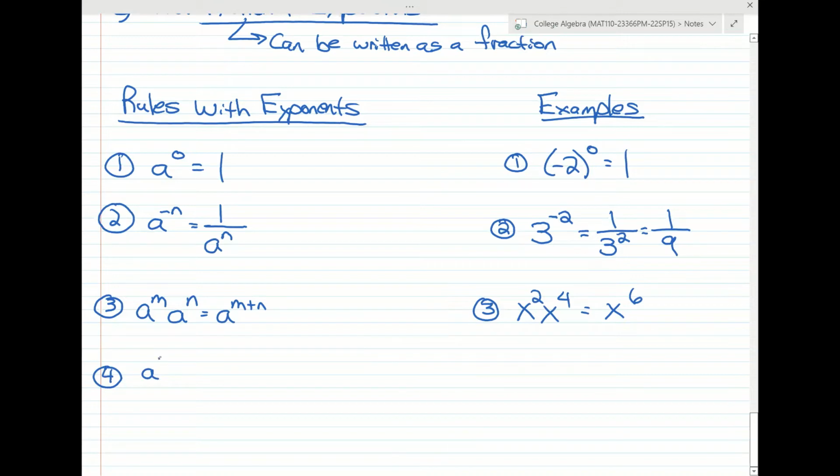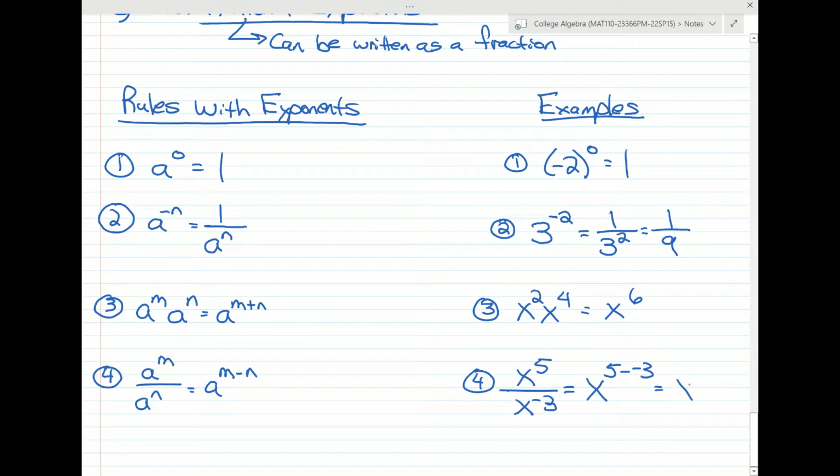If you're dividing the same base, then you subtract their powers. Example would be like x to the 5th divided by x to the -3rd would be what? I'm trying to trick you. What would it be? This would be x to the 5 minus -3, or x to the 8. Right? So subtracting a negative.